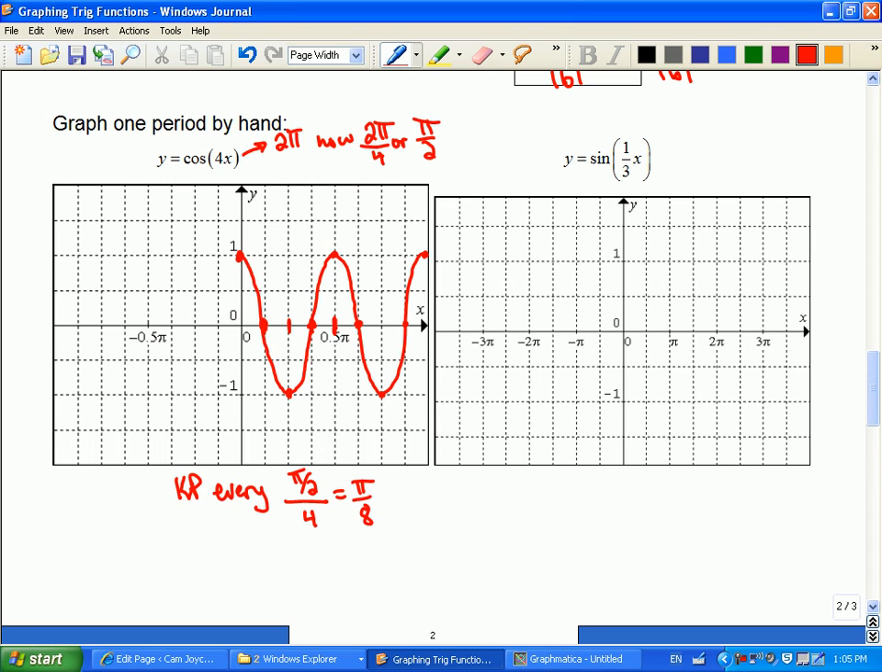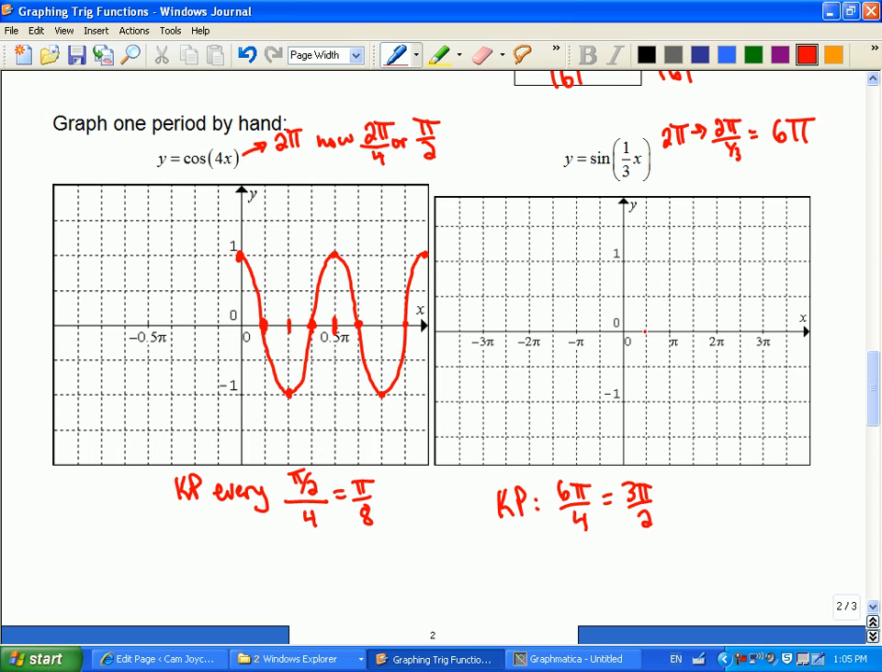Okay, so in this case, we normally have a period of 2 pi, but 2 pi divided by 1/3 is 6 pi now for the period of this graph. So 6 pi is how long an entire cycle is. That means my key points are going to be every quarter, so 3 pi over 2.